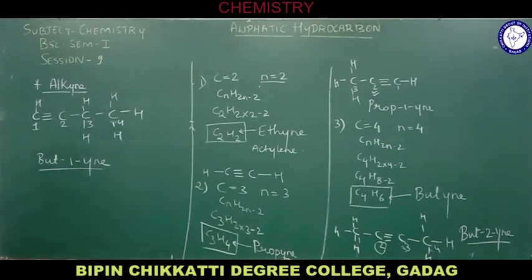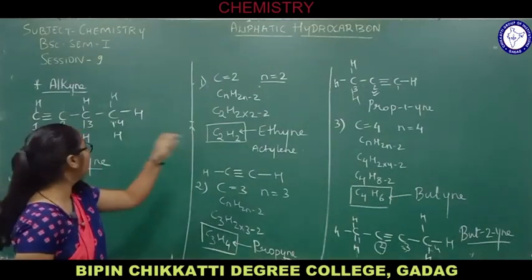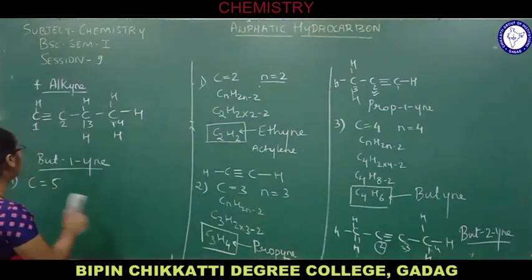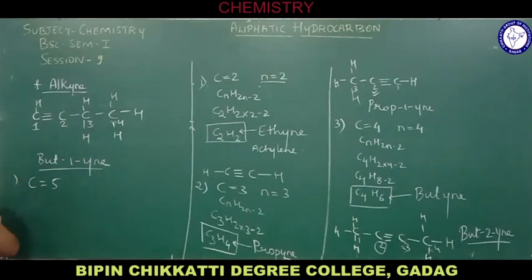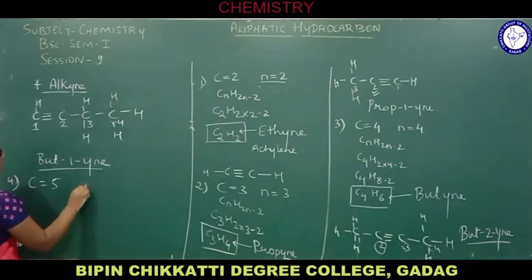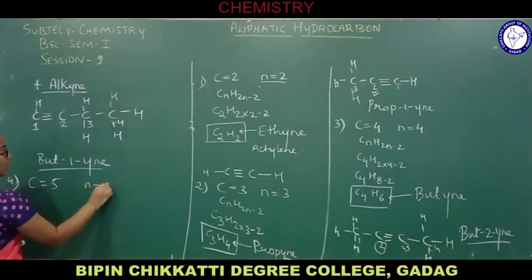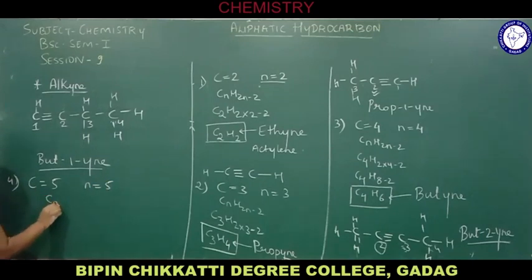Okay, now let's go towards the last member of this alkyne family with C equal to 5. So 1, 2, 3, 4. The third one is over, now yes, the fourth one. So we are going to study the second last one. With carbon number 5, if I am taking carbon as 5, then n will become 5. So its general formula will be CnH2n minus 2.